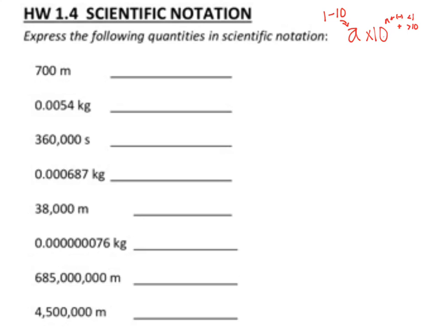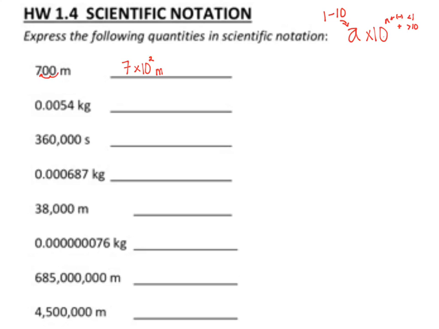We have 700 meters. We have to make that 700 first a number between 1 and 10. So 7, times 10, and in order to do that, I moved my decimal point over 2 places, and because 700 is greater than 10, my exponent will be a positive 2, and meters.